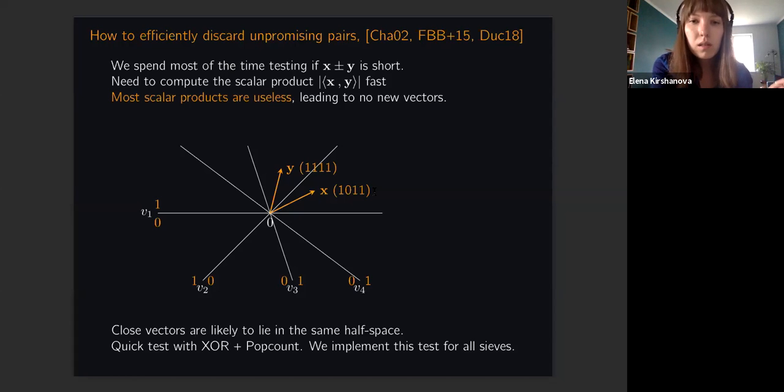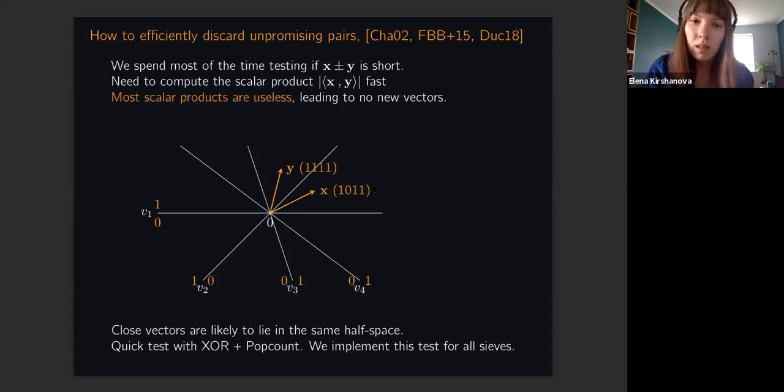So why is this efficient? Well, this is efficient because if vectors are close, it's likely that they will lie in the same half space. If they are not close, there will be many half spaces where they differ.